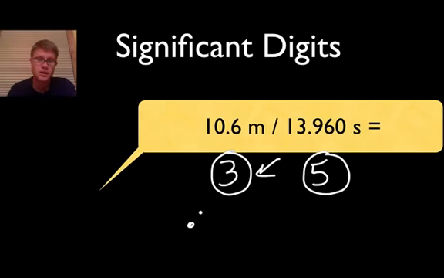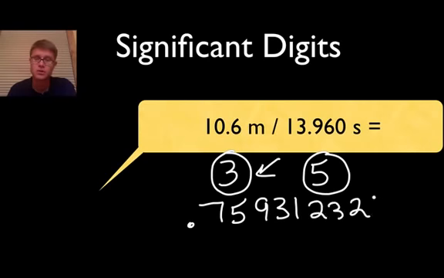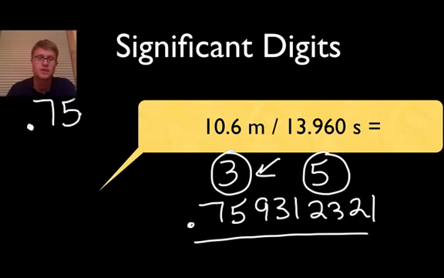So even though my calculator might say the answer is 0.759312321, I don't want to turn this answer in. I want to get an answer that has 3 significant digits. And so the right answer would be 0.759. That's it. Because this is 3, I'm not going to round this 9. And so the right answer would be 0.759.